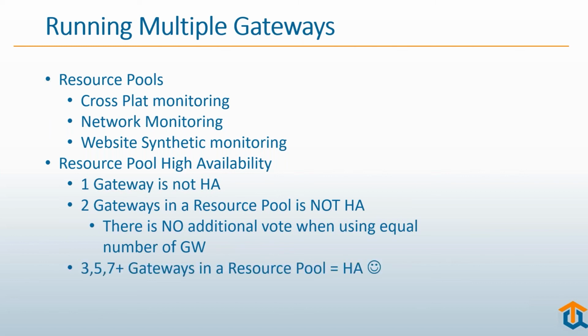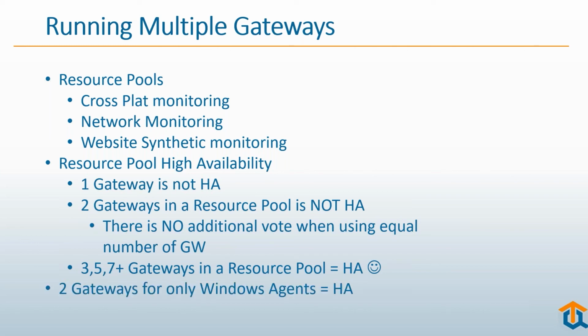If you are using, however, 3 gateways or 5, 7 or more, we do consider that as a highly available solution. So 4 also might be possible. However, keep in mind that if exactly 2 go down, then again, you are back at exactly 50%, and that means the resource pool goes down as well. I'm guessing above 5, you will not have this issue very much. Just keep in mind that you always, in this case, need to keep more than 50% online because there's no additional vote.